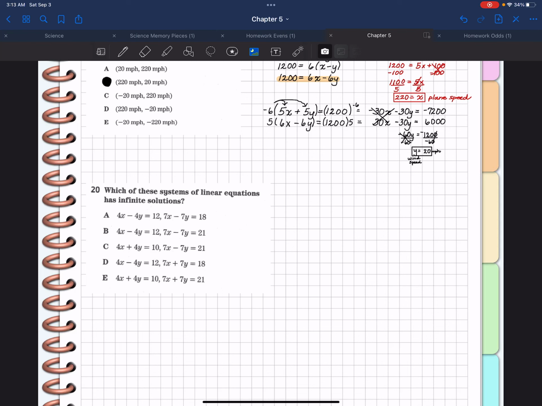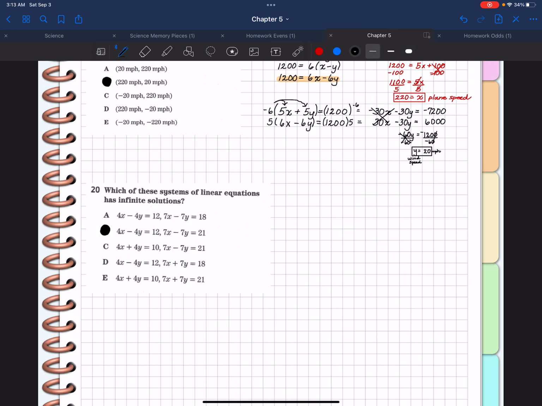I am on page 96 of the exercise book, and I've copied this problem over here. This is number 20. Which of these systems of linear equations has infinite solutions? And infinite means unlimited. Unlimited solutions. So I'm going to go ahead and tell us that the answer is B, and then I'm going to show you why. I don't want to spend a whole hour explaining how to find this. I'm just going to show you why B is the answer.